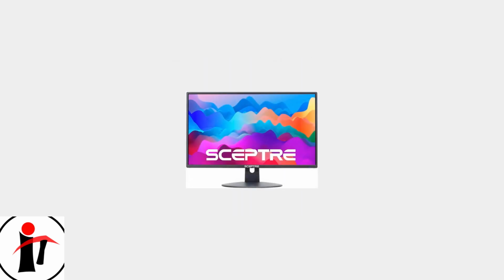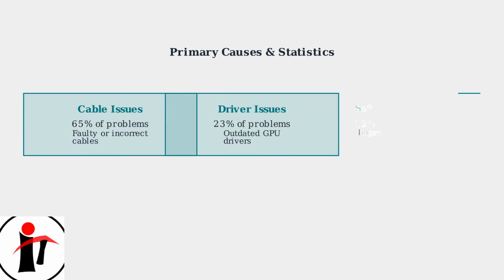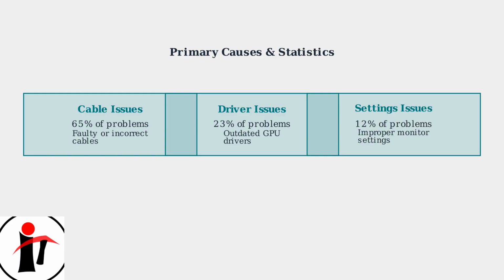Here we see a typical Sceptre monitor. These monitors are popular for their value, but they can be particularly sensitive to DisplayPort connection issues. Research shows that DisplayPort issues have three primary causes. Cable problems account for 65% of all issues, making them the most critical factor to check first. Driver compatibility problems cause 23% of issues, while improper settings account for the remaining 12%.